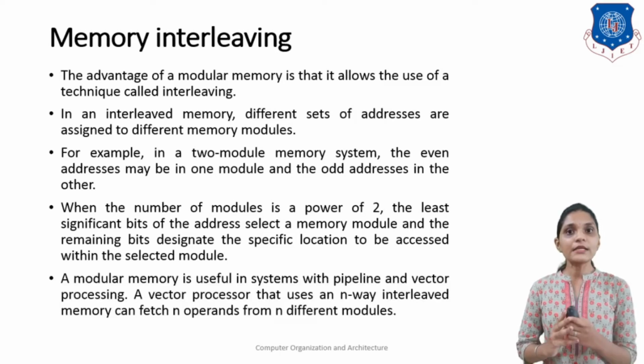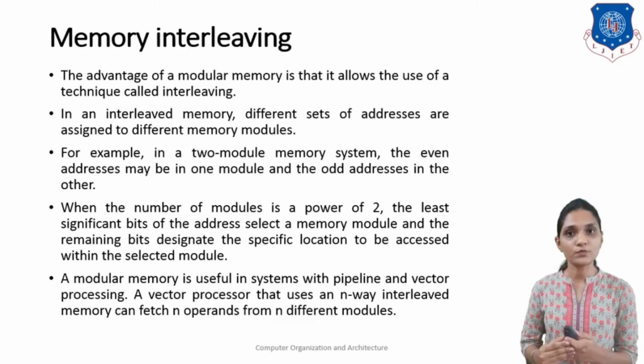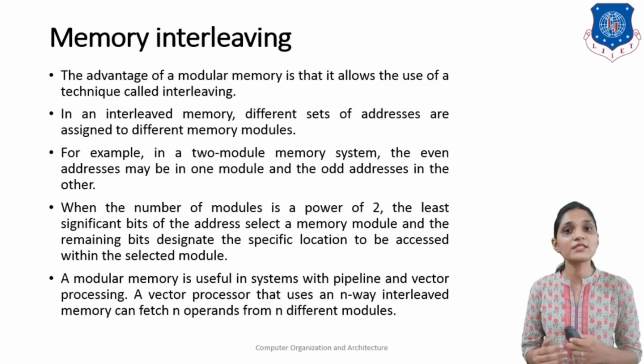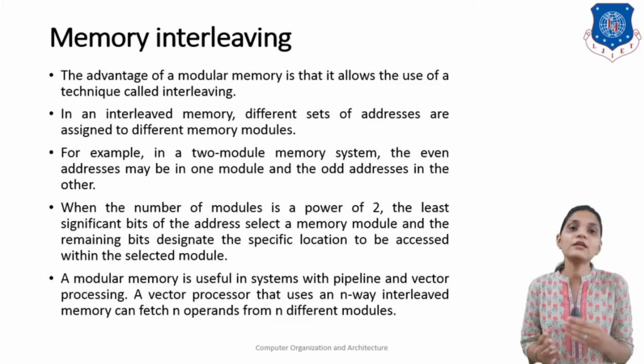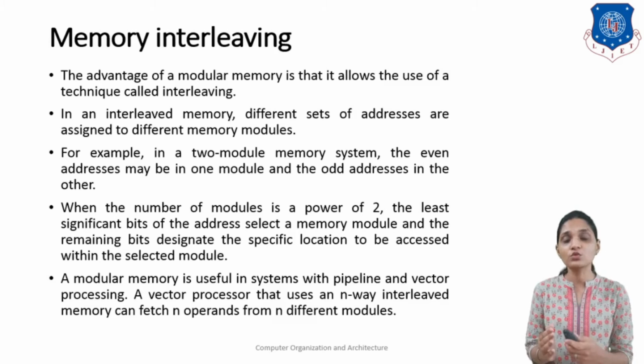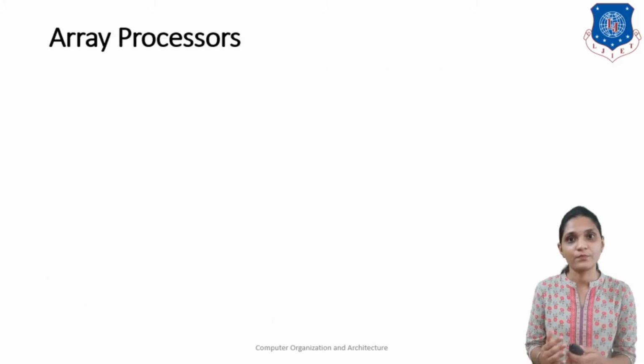A modular memory is useful in a system with pipelining and vector processing. A vector processor that uses an n-way interleaved memory can fetch the n operands from the n different modules. So you can access the n modules in parallel. Next we will see the array processor.